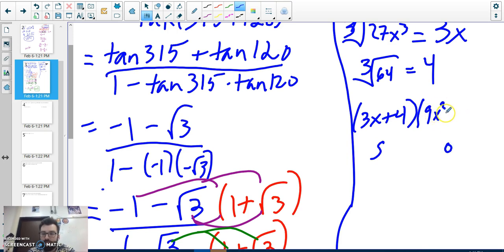Opposite sign makes this negative, a times b, which is 12x, plus 4 times 4, or 4 squared, which gives me 16. That's always positive. Yeah, for sure. Positive. That's good.